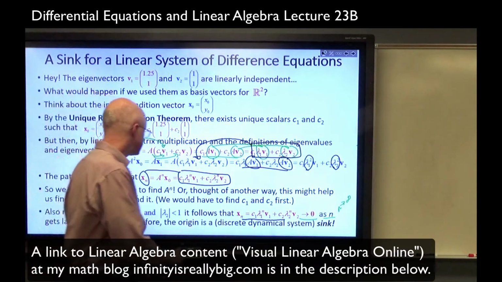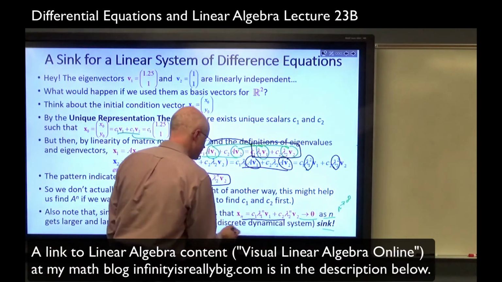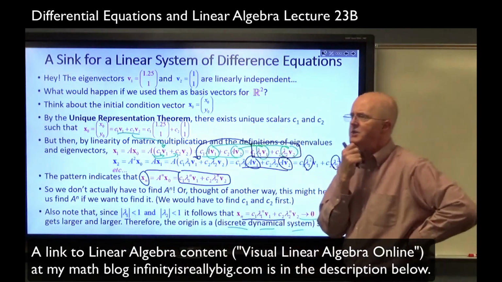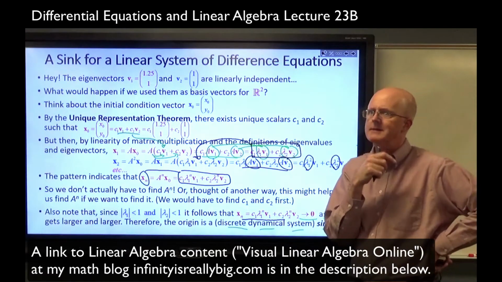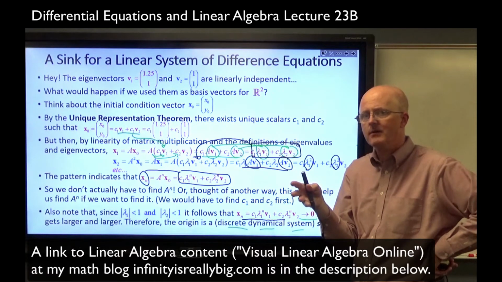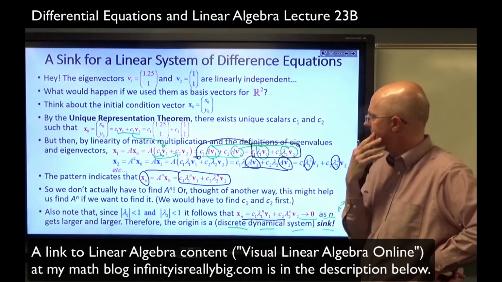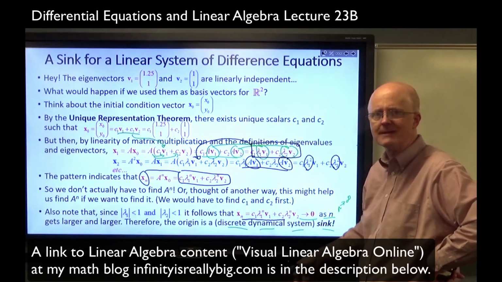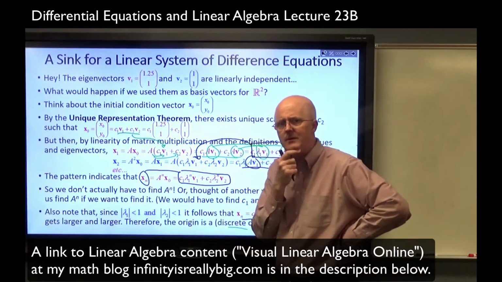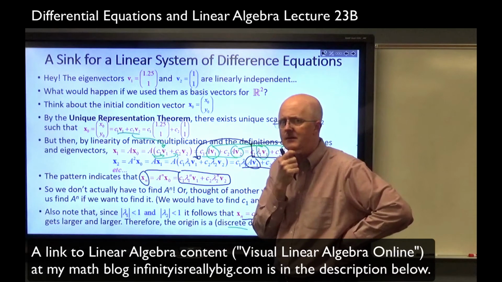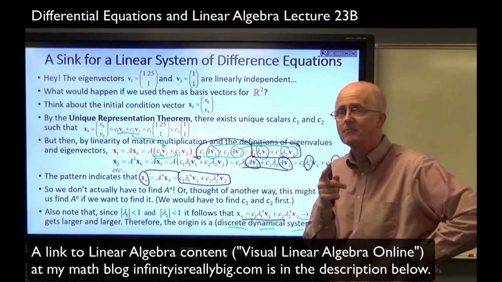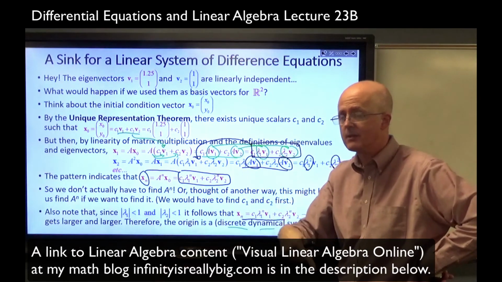The origin is some sort of sink for this discrete dynamical system. Sink, but wait a minute. With differential equations, we only got sinks when the lambdas were either both negative or had negative real parts, like we talked about in 23a. There's nothing about being negative here for it to be a sink. It's that the absolute value of the numbers has to be less than 1, not negative. That's a subtle difference between the differential equations and the difference equations.